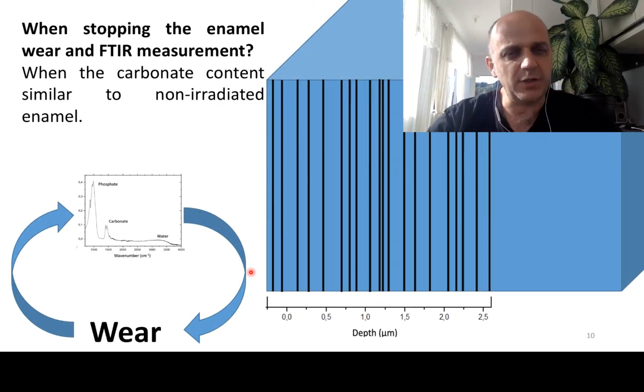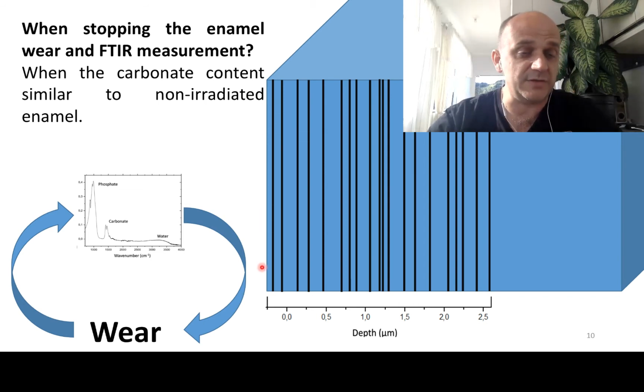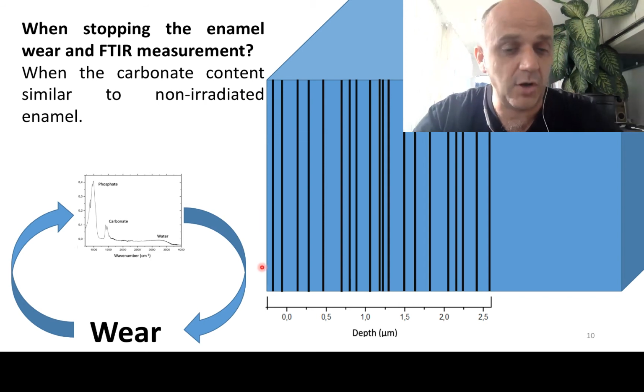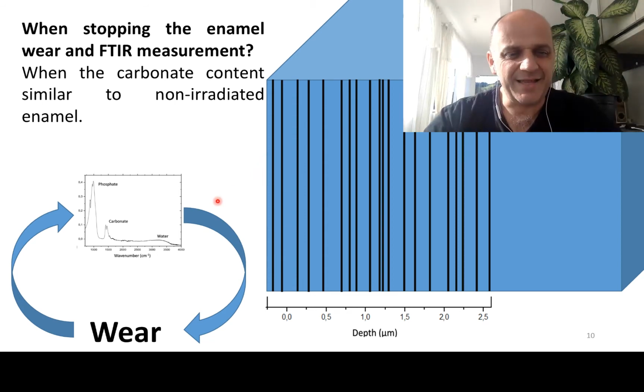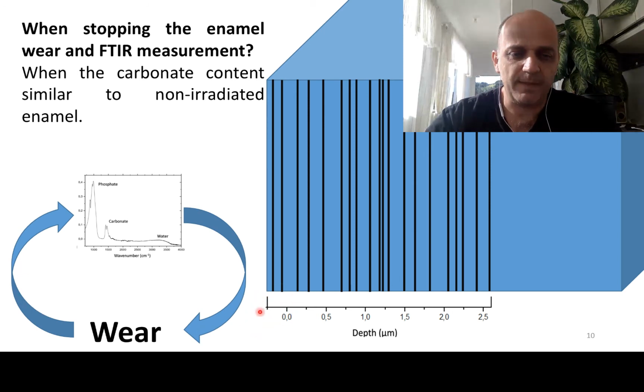To better explain the methodology, imagine that you have a block of enamel, here in blue. Then you irradiate your sample, you measure the absorption spectra, then you have this R, this carbonate content at the irradiated surface. Then you wear your sample manually and remove some micrometers, some layer of enamel. Then you measure your absorption spectra here. Then you remove again, measure the absorption spectra, remove again.